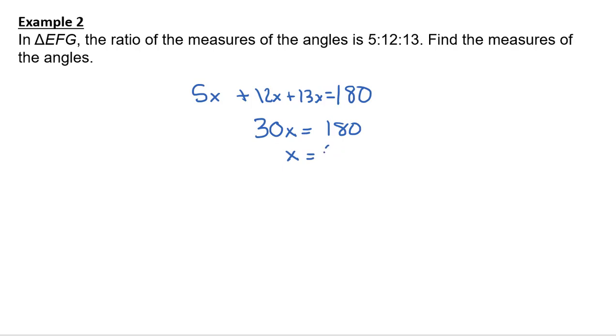Therefore, x is equal to 6. So I need to find the measures of the angles. Again, make sure that you're answering the question. So if x is 6, I plug in 6 there into the 5x. So that gets me one angle is 30. I plug in 6 into the 12. That gets me 72. I plug in 6 into the 13, and that gets me 78. And you might want to do a quick check that those angles add up to 180, and they do.